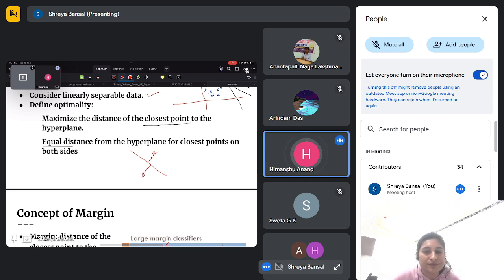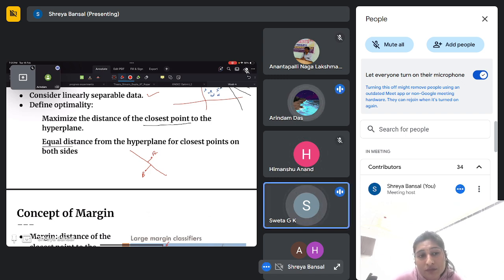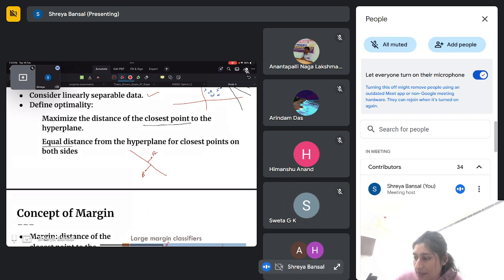Ma'am, but this we will find by using a mathematical equation, ma'am. Yes, mathematical equation. So we are just defining it. Then what's the difference that they asked for maximizing the distance of the closest point, ma'am? Here they are telling maximizing the equal distance. Maximizing the distance means, that's what I am saying.